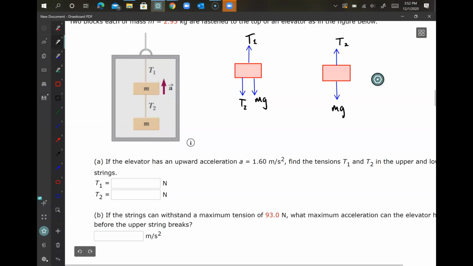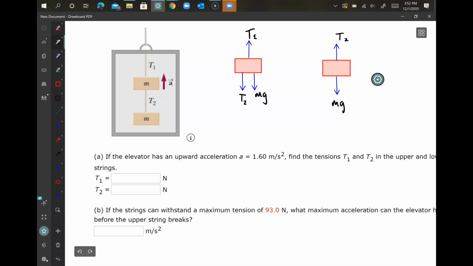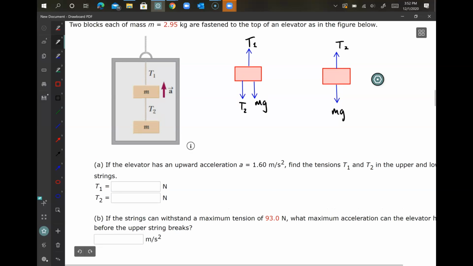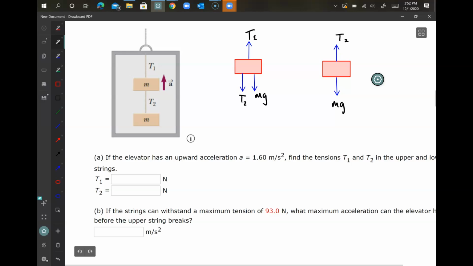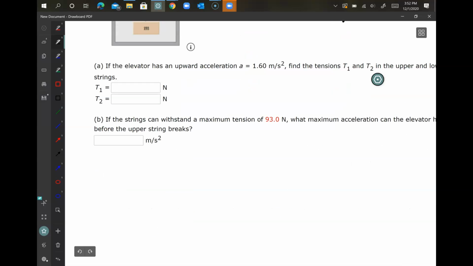So having done that, we now need to apply our little set of rules, which is easy enough to do. So step one, is there any acceleration? Yeah, there is. It tells us in the question. So given that there is, we write down force equals ma. Now we're going to do each one separately, so let's do the top one first.